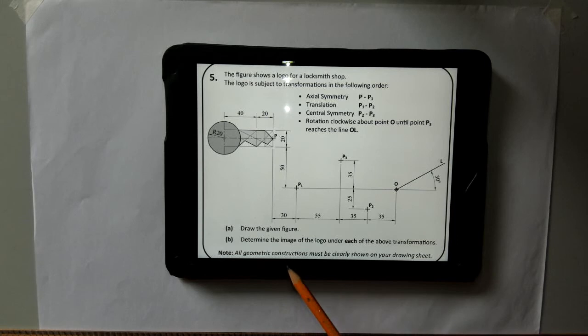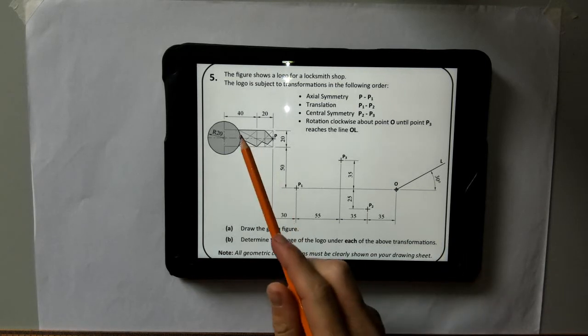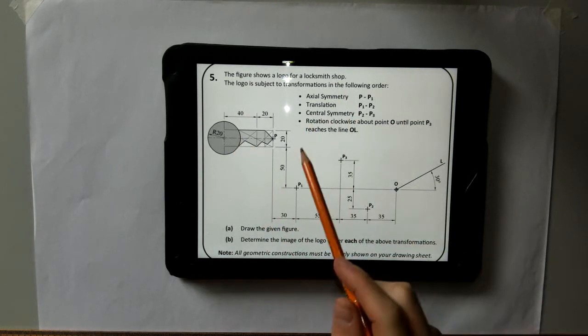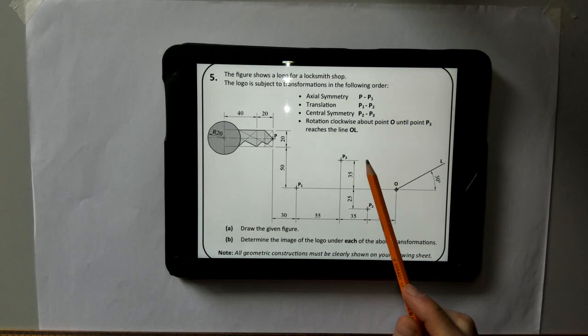So then part A, draw the given figure, and part B, determine the image of the logo under each of the above transformations. So basically part A is draw this here, and part B is do all of this at points P1, P2 and P3.